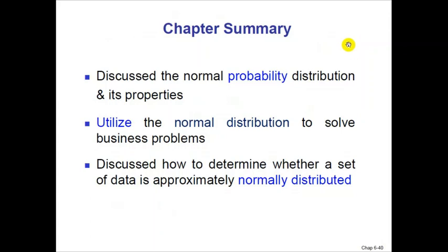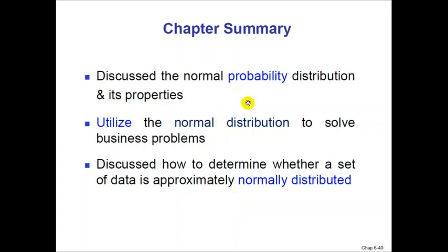So in these chapters, you have to know how to compute the probability. When you are given the x value, you need to get the probability. Then next, utilize the normal distribution to solve the business problem. And after that, discuss how to determine whether the data is approximately normal or not.